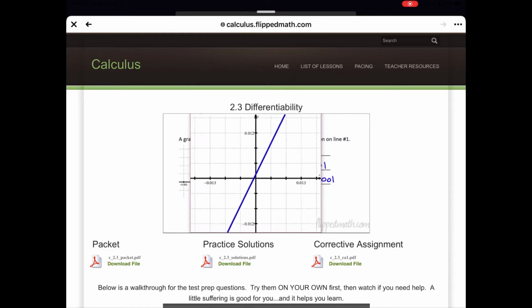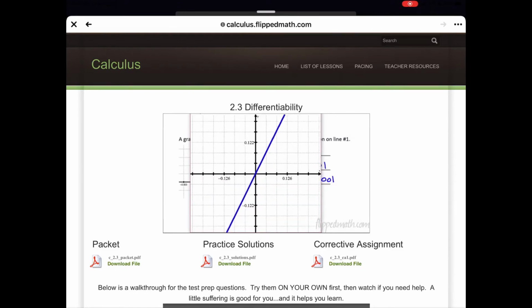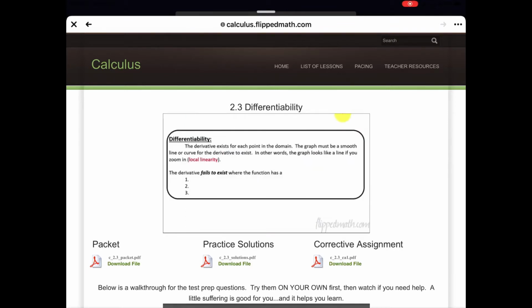So that leads us to our definition, not the definition of the derivative, but defining differentiability. So this derivative is going to exist for each point in the domain. So if a function is differentiable, that means we have a derivative everywhere on that function. Another way of thinking about this is that the graph must be smooth, a smooth line or curve, in order for the derivative to exist.